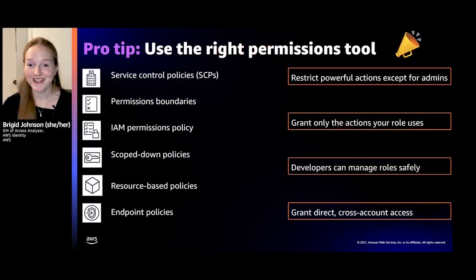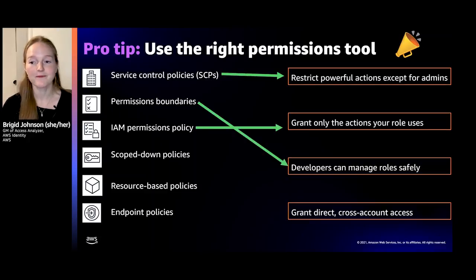My first pro tip for you today: use the right permission tool. So let's give you a little test. If you want to restrict powerful actions except for admins, what are you going to do? Service control policy. If you want to grant only the actions your role uses, you're going to use an IAM permission policy, because you're granting access. Developers can manage roles safely: you're going to use a permission boundary. And to grant direct cross-account access, you're going to use a resource-based policy.